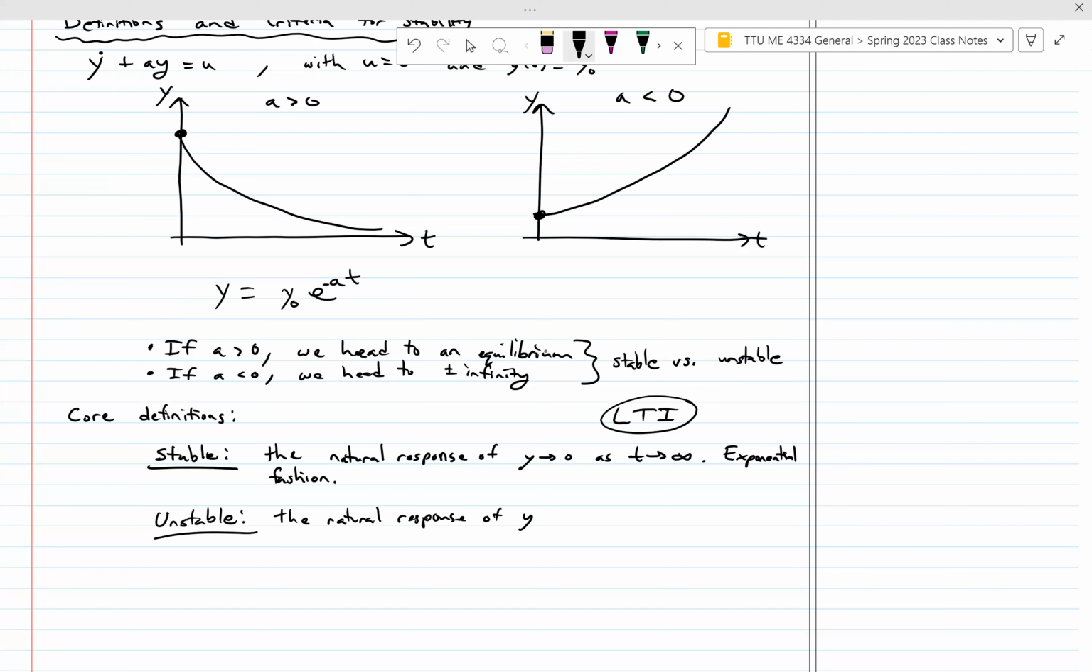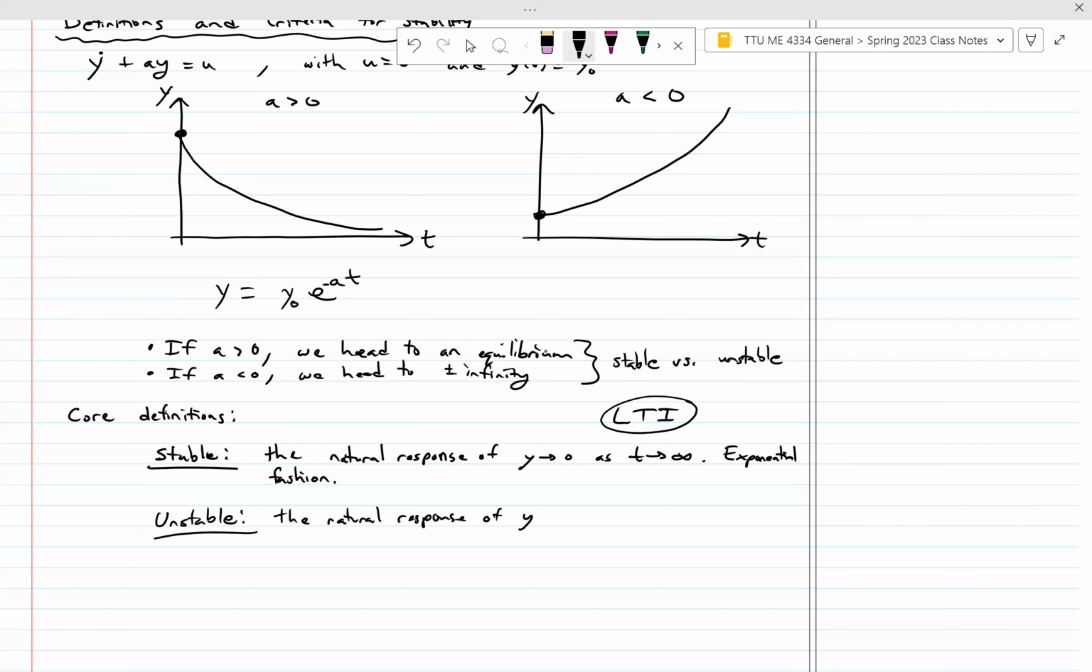but remains constant or oscillates around a value forever, right? This is the border between stable and unstable, right? So let's cover two different options for marginal or neutral stability.